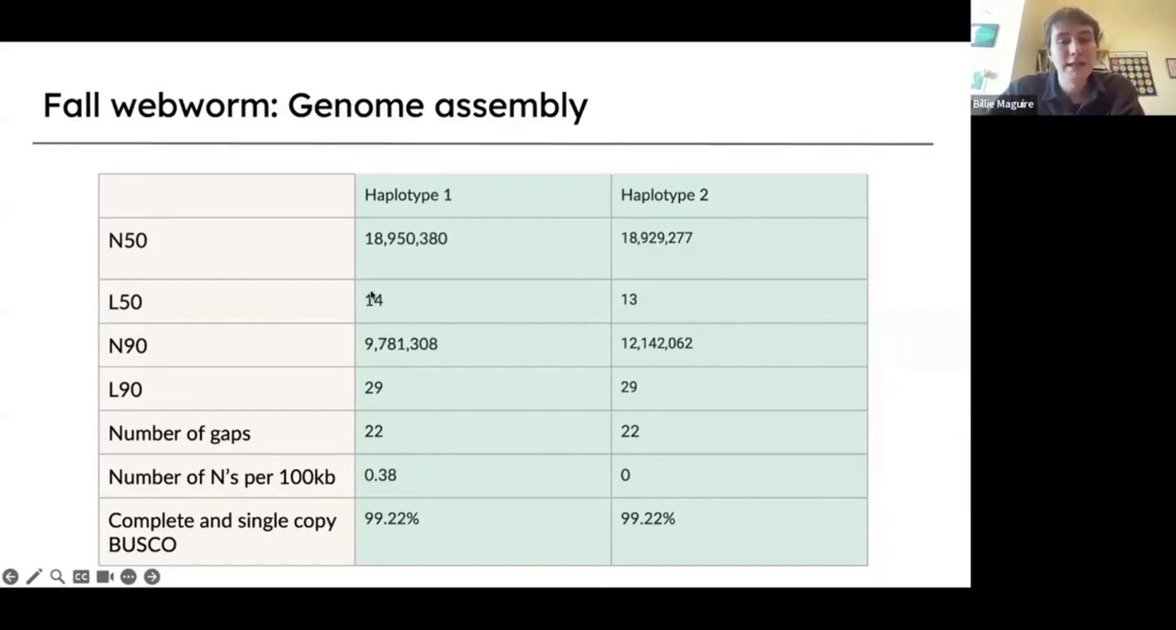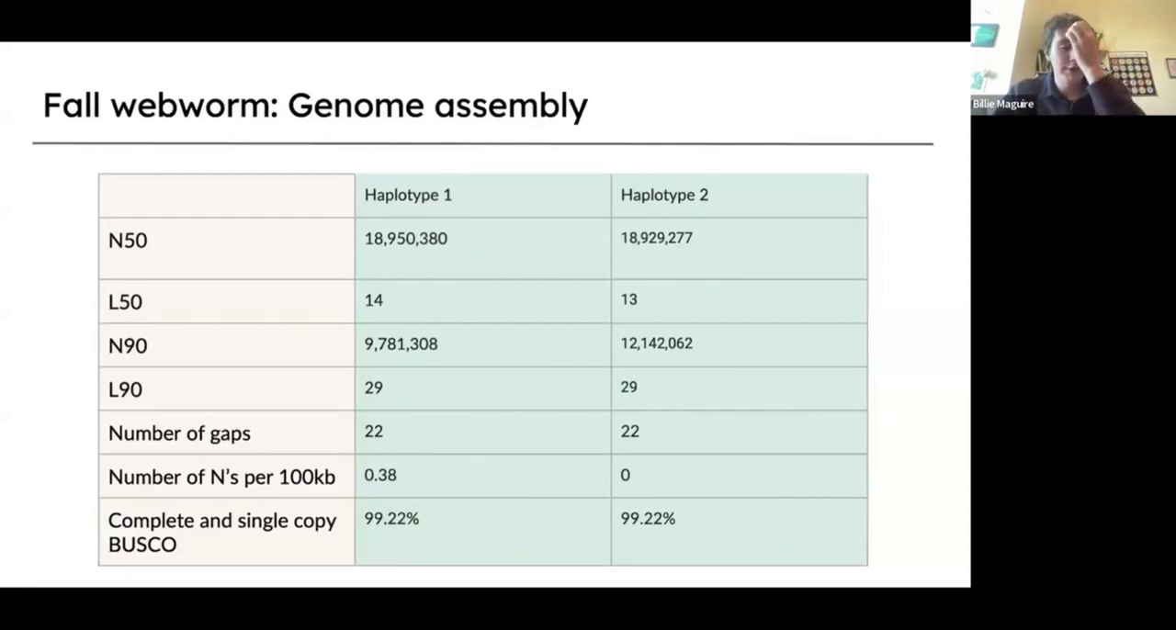Another thing to point out is the L90 is 29. That's the number of scaffolds that it takes to cover 90% of the genome. And we know from closely related species that we expect fall webworm to have 31 chromosomes. And so an L90 of 29 indicates to us that this is very near a chromosome-level assembly, and that each scaffold likely represents a chromosome.